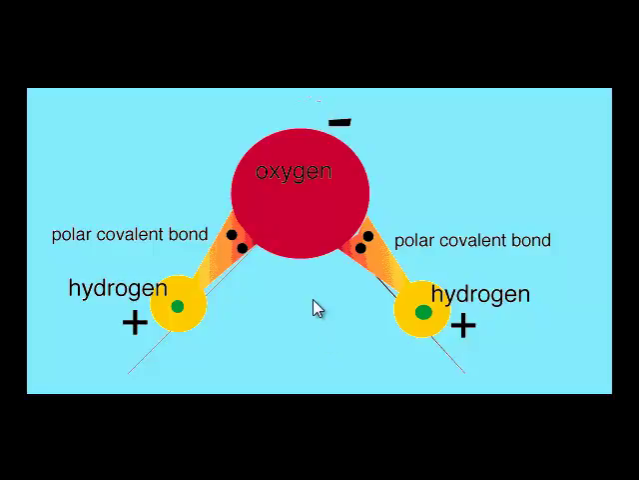It's like tug of war, and oxygen is just pulling harder. It's got more protons and more electrons, so it's tugging harder. When those electrons are pulled closer, since electrons have a negative charge, that gives the oxygen a negative charge, and it gives the hydrogen, which is further from the electrons, a positive charge.